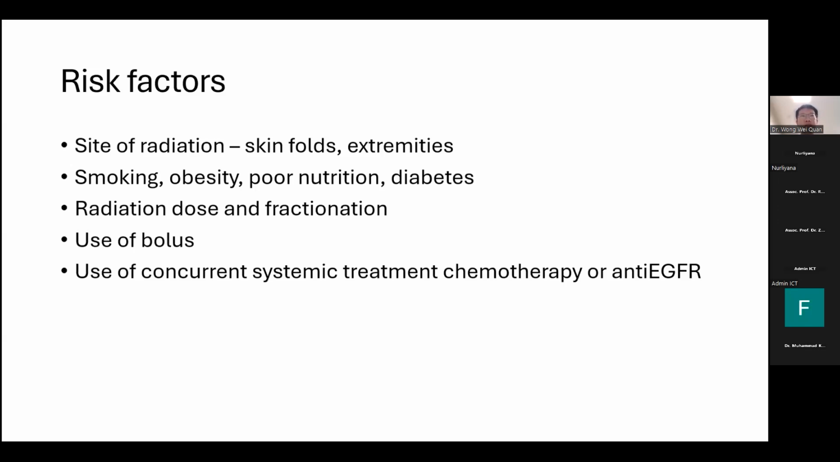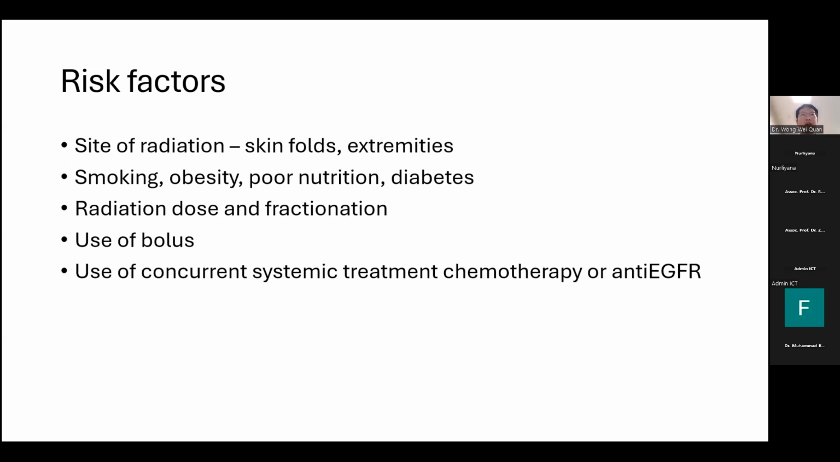Use of bolus, which is applying a layer of wax over the skin to increase the skin dose, will definitely increase the risk of getting skin reaction or radiation dermatitis. The use of this bolus is to ensure that tissues, cancer that have affected the skin layer or skin cancers are treated adequately. So if the skin will receive a higher dose, definitely the risk of getting radiation dermatitis is much higher.